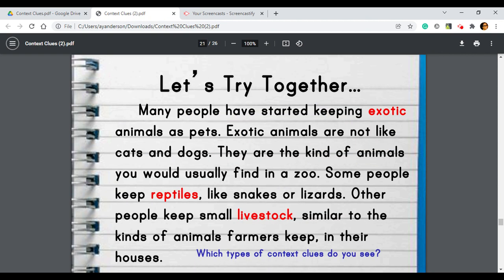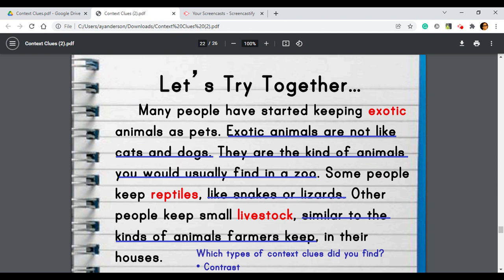Let's try together. Many people have started keeping exotic animals as pets. Exotic animals are not like cats and dogs. They are the kind of animals you would usually find in a zoo. Some people keep reptiles, like snakes or lizards. Other people keep small livestock, similar to the kinds of animals farmers keep in their houses. What type of context clues do you see?